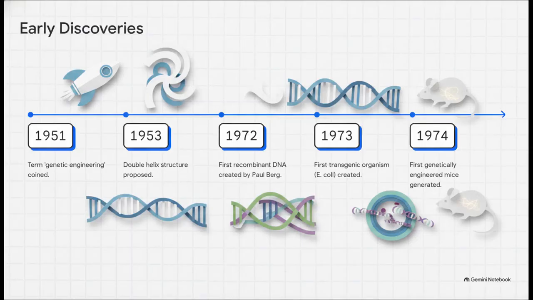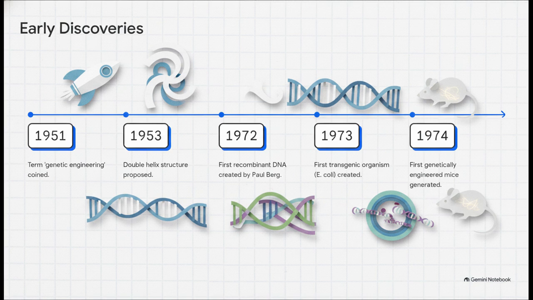And you know, the speed of discovery here is just mind-blowing. In 1951, genetic engineering was literally just a made-up term in a sci-fi novel. By 1953, Watson and Crick gave us the double helix. But then, the 1970s hit, and boom, an absolute explosion of progress.